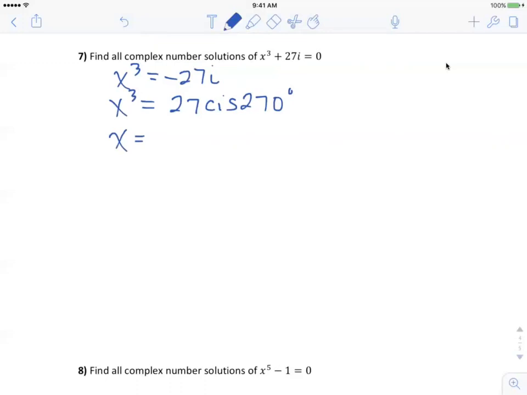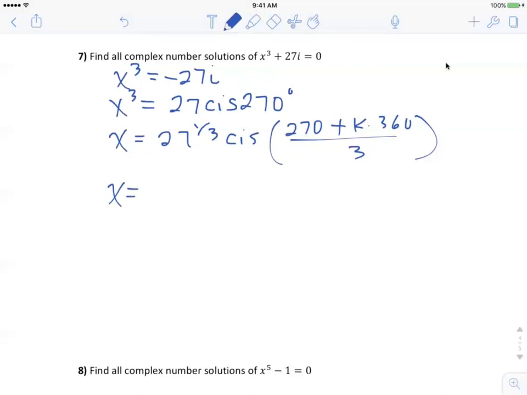So now apply your formula of cube roots, right? That same formula we've been using in the other problems. It's 27 to the power of 1/3 cis of (270 plus k360) divided by that n, which is 3. Right? So really these problems are the same as what we've been doing, just presented in a little bit of a different way, solving an equation. So that's going to be 3 cis. Let's break it up. 270 divided by 3 is 90. 360 divided by 3 is 120.